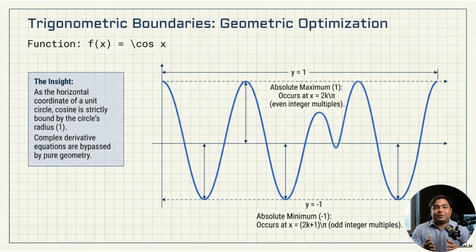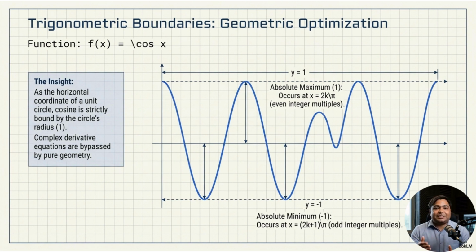The minimum value is 0. This happens when cosine x equals 0. Cosine x is 0 at odd multiples of pi over 2. So we can say verbally the absolute minimum value is 0 and it occurs when x equals (2k plus 1) times pi over 2, where k is an integer.